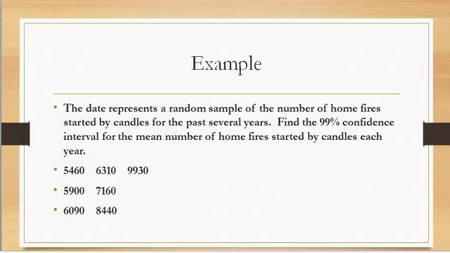I'm going to show you the problem. It says the data represents a sample of the number of home fires started by candles for the past several years. Find the 99% confidence interval for the mean number of home fires started by candles each year.